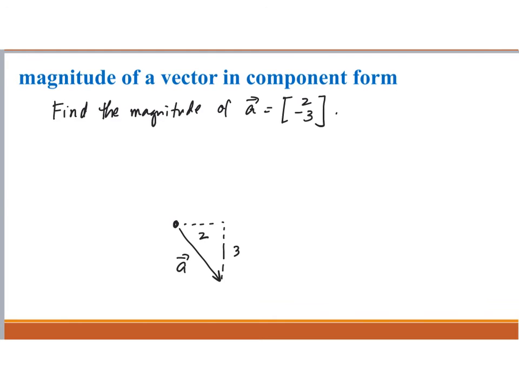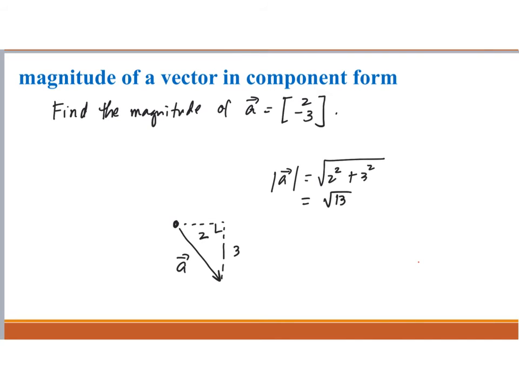So now it's going to be the same thing. We will still be able to use Pythagorean theorem to look for the magnitude because this is a right angle, and the magnitude of A will still simply be 2 squared plus 3 squared. But you have to get the square root of that. So that will be the square root of 4 plus 9, which equals 13.